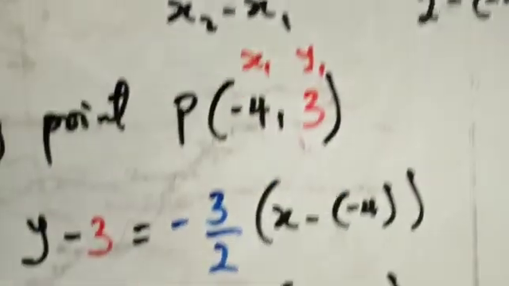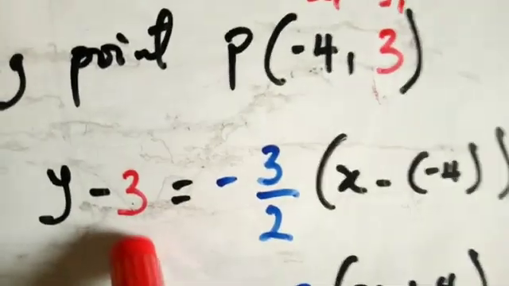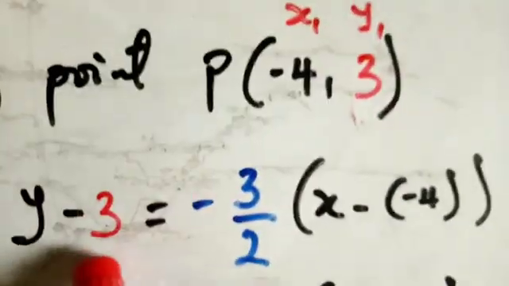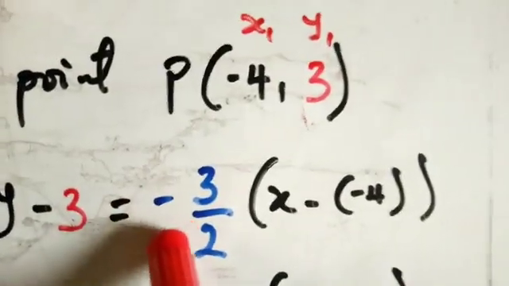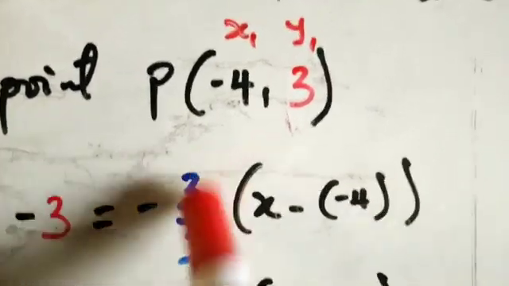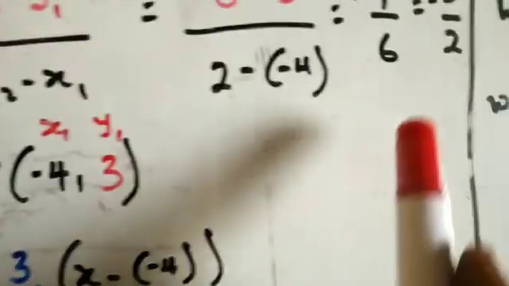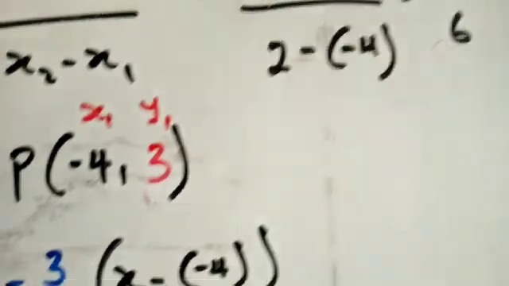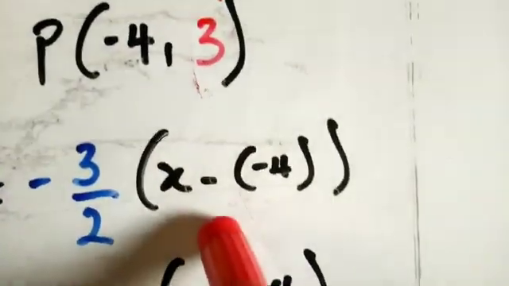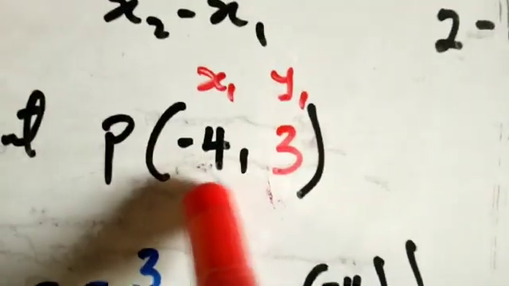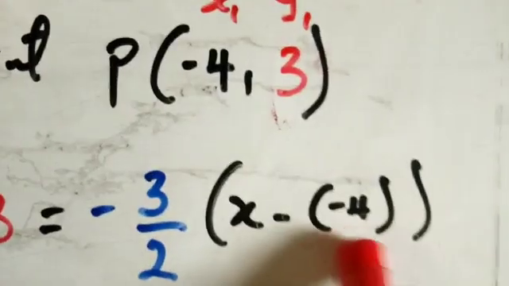So we plug them in. We are having y minus y1, which is 3 here, so y minus 3 is equal to 1 over, sorry, that is minus 2 over 2, which is the gradient, the m here. Then in brackets x minus minus 4. So here we are seeing the minus 4. Don't be confused with the negative here.